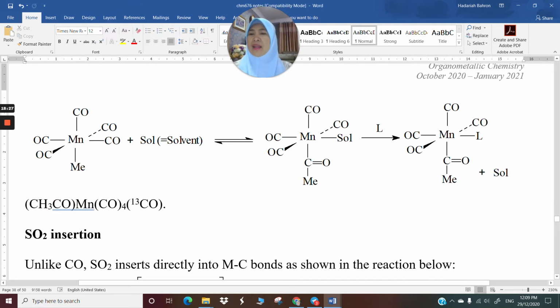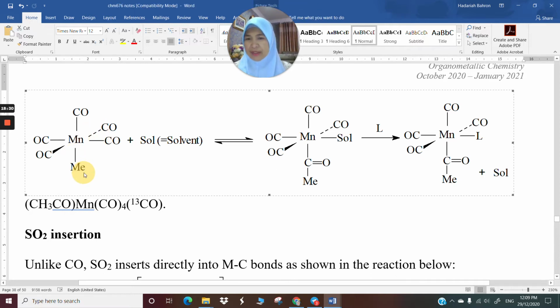This is your MnCO5Me, and it is obviously dissolved in some kind of solvent. It is suggested that it is the solvent that initiates what's going to happen next. The solvent takes up the position of one of the carbon monoxide, kicking the carbon monoxide over there, onto this manganese to methyl bond. It is already inserted by the action of the solvent.